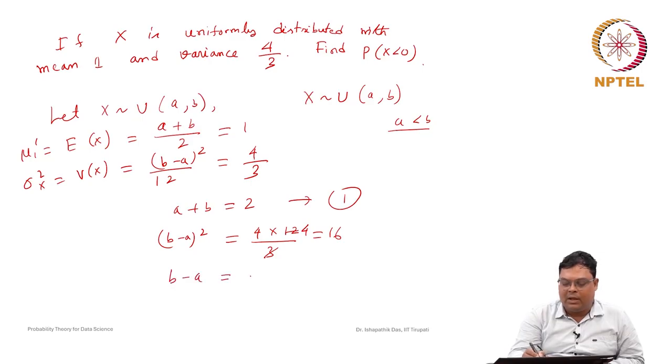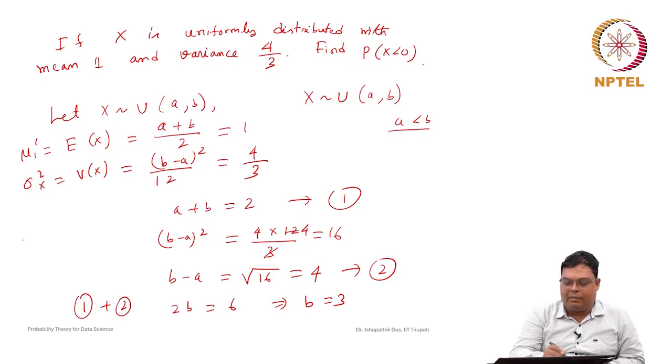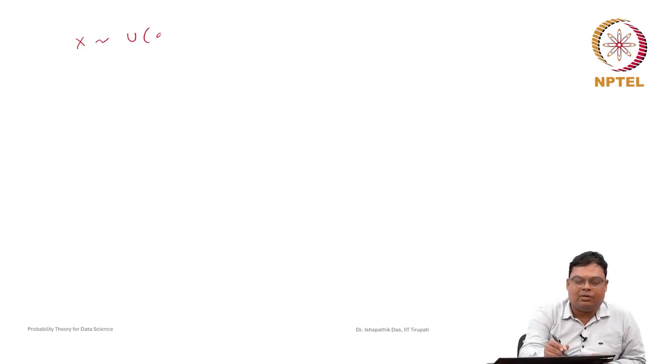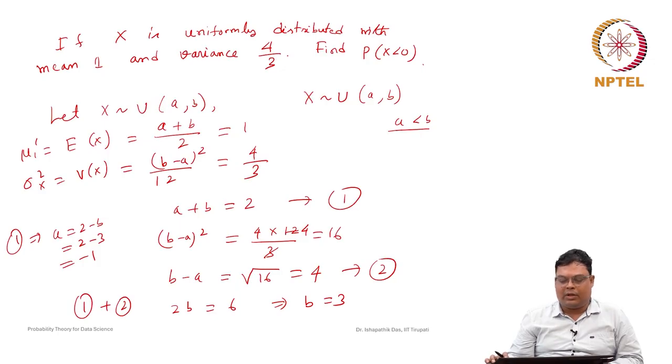So, b minus a can be the square root of 16, plus or minus 4, but because we are considering a less than b, it is positive, so we consider the positive 4. So, b minus a is 4, and this is equation 2. Now if you add equations 1 and 2, we get 2b equal to 6, so b is equal to 3. Putting b equal to 3 in equation 1, a is equal to 2 minus b, so 2 minus 3, which is minus 1. So, X is uniformly distributed over a, b, where a is equal to minus 1 and b is equal to 3. So, b minus a is 4, and both equations are satisfied.